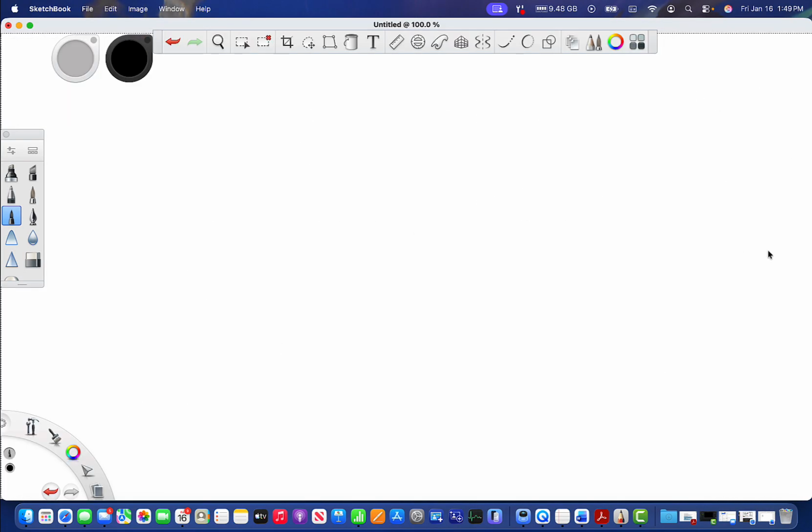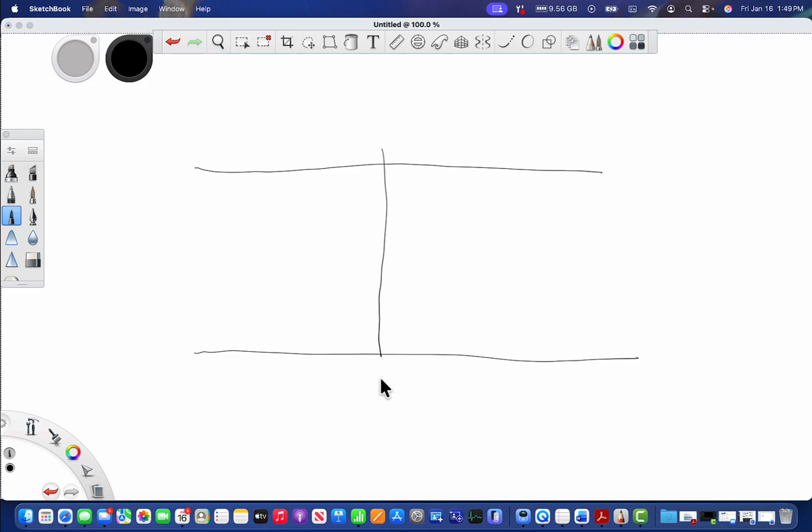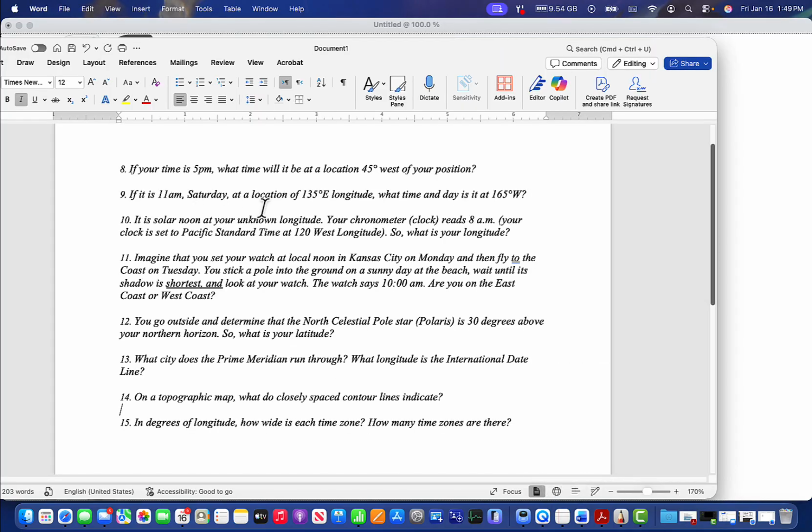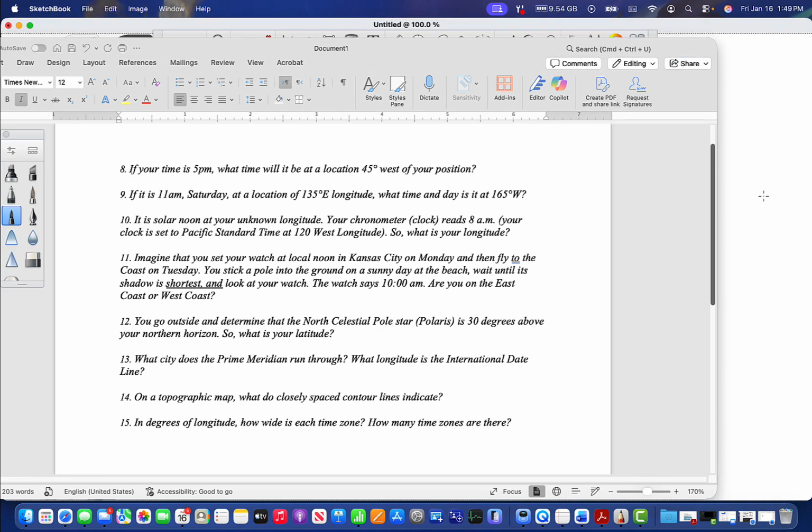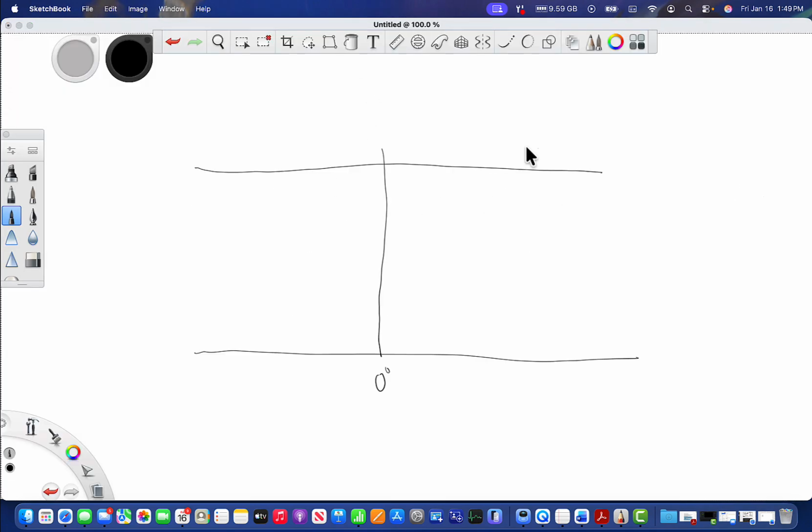We'll clear the board. I'm going to draw this again, just like I did before. So here's the world. Here is 0 degrees, or the prime meridian. And we know, let me go back to the question, I've forgotten it. We know it's 11 a.m. Saturday at 135 east. So 135 east is going to be over here because this is the east side, this is the west side. So 135 degrees east, right here.